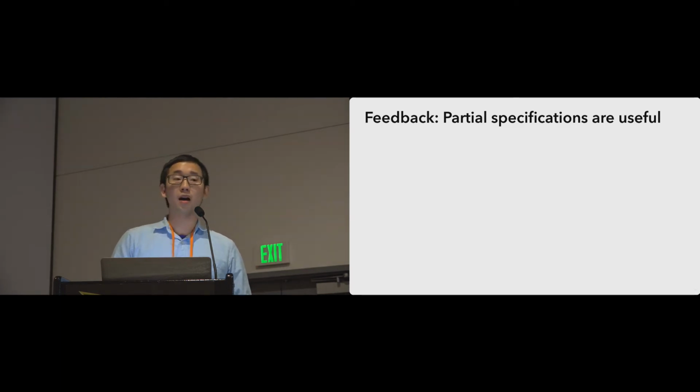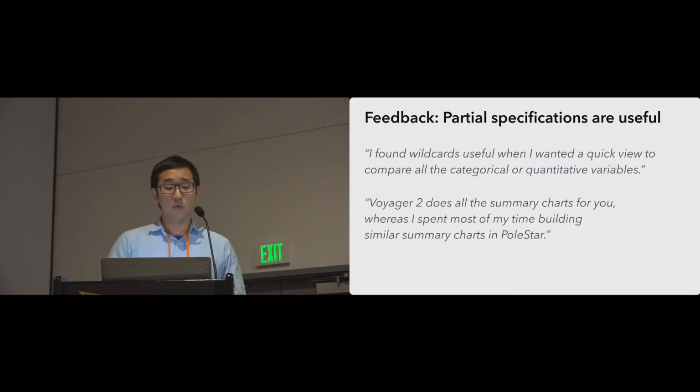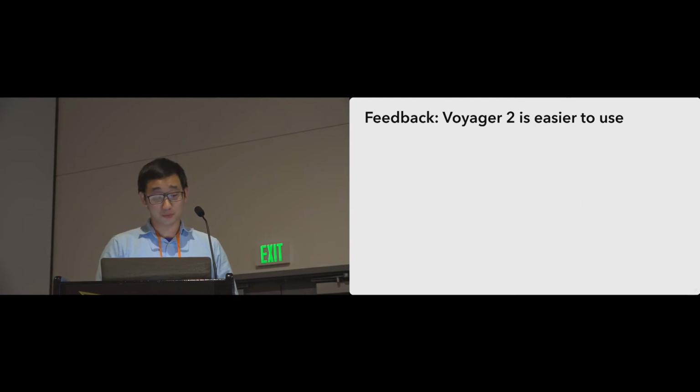For qualitative feedback, we receive praise for both related view and wildcard. For example, one subject found wildcard useful for comparing all different categorical and quantitative fields. Another subject mentioned that Voyager 2 does all the summary charts for you, whereas I spend most of the time building similar summary charts in Polestar.